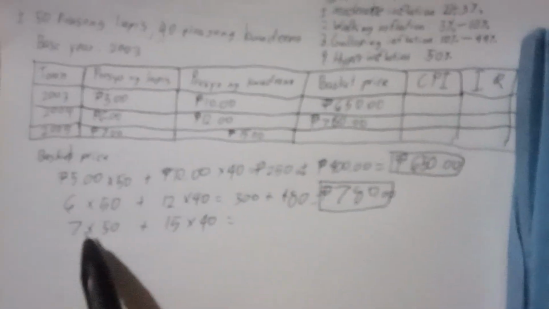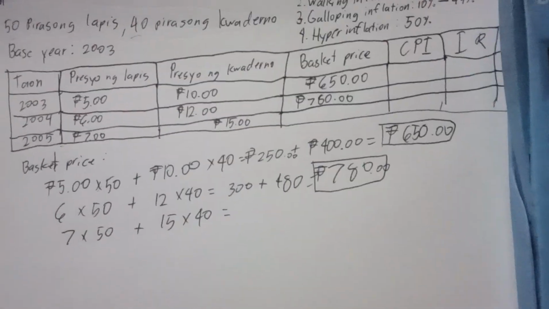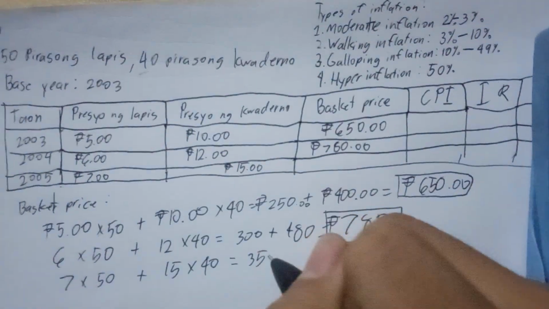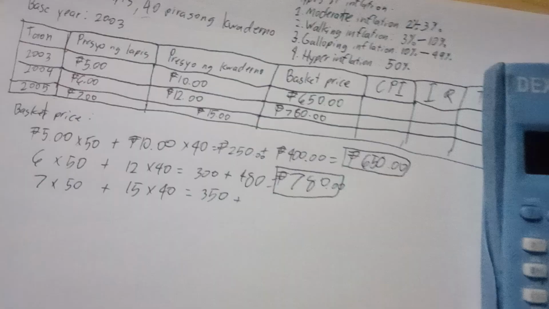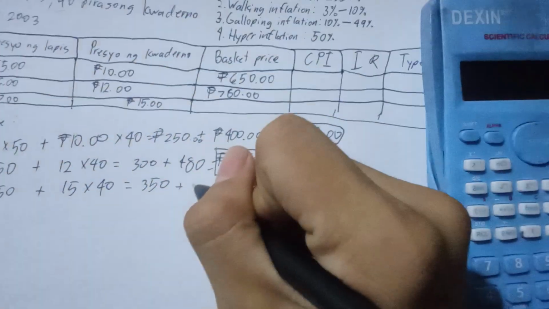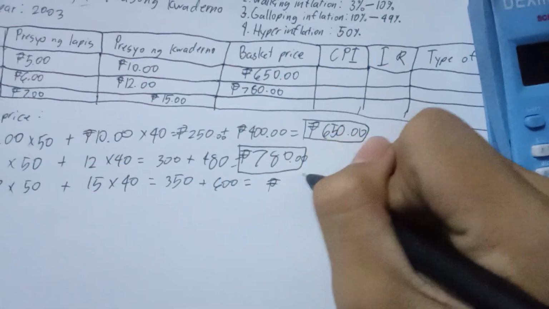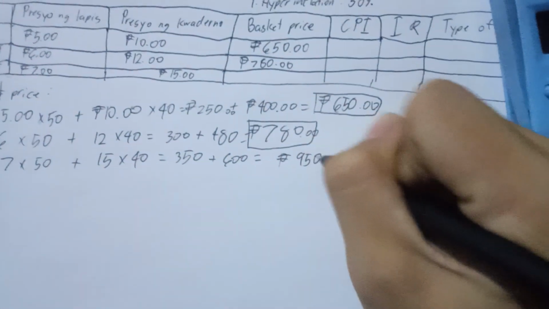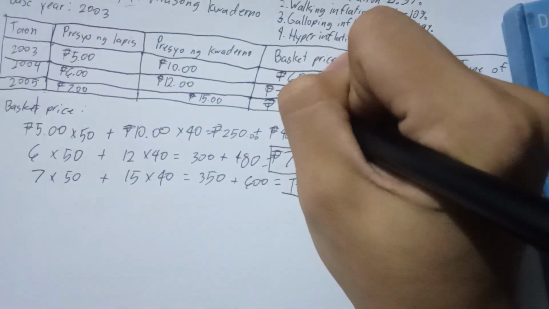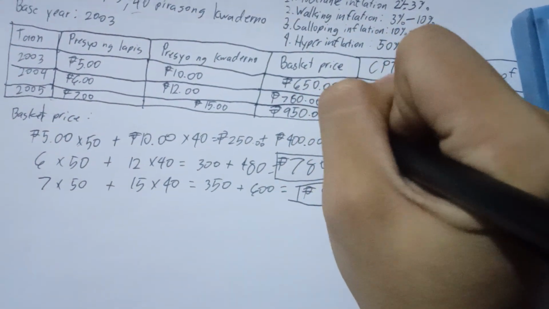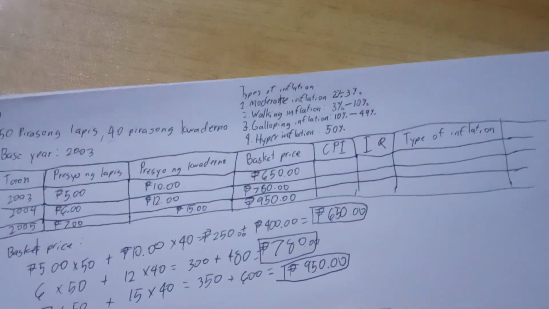So it's 7 times 50 plus 15 times 40. Okay, we multiply them first before we add. So 7 times 50, 350, plus 15 times 40, 600, equals 950.00 pesos. And that's how we get our basket price.